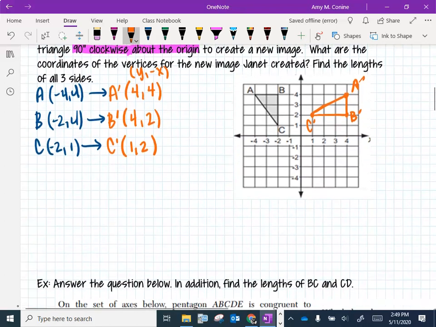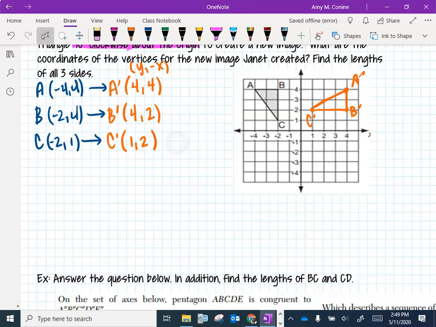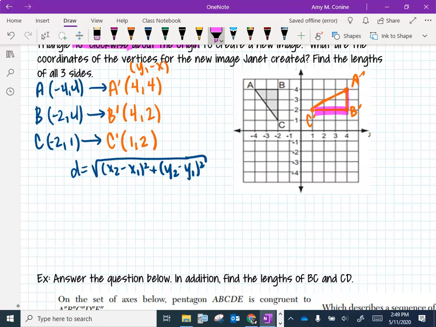So then we need to find the lengths of all three sides. So again, to do that, we're going to use our distance formula, which is x2 minus x1 squared plus y2 minus y1, whole thing squared. So we're going to take our coordinates for our new image and find what those lengths are. You can see that for A prime, B prime, you could just count, and B prime to C prime, you could just count. But we're going to practice using the formula and then use counting to confirm that it's correct.